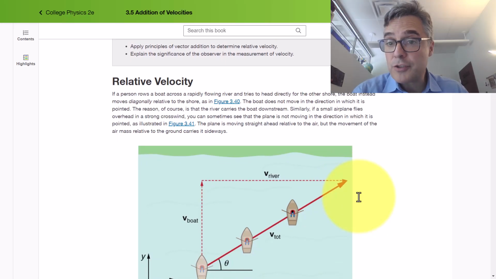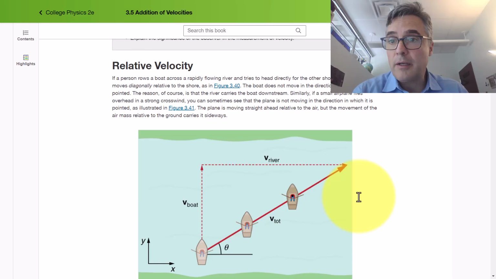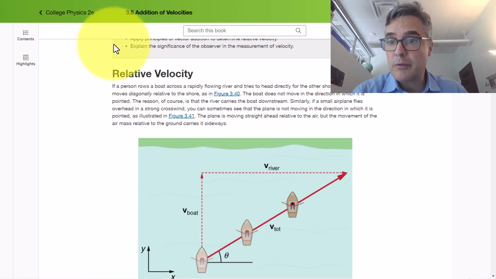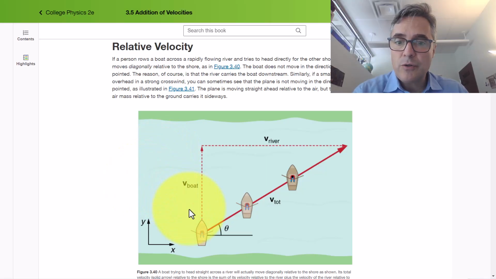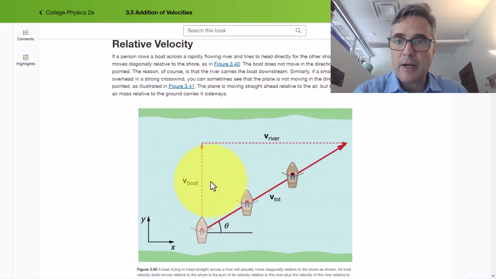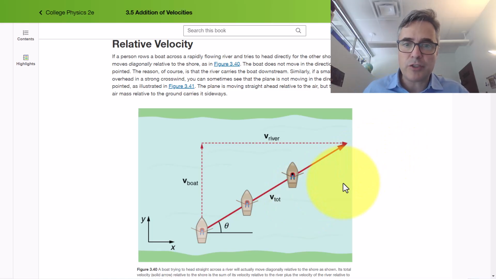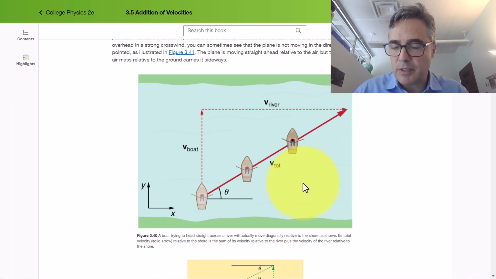To finish off chapter 3 on addition of velocities, we're doing relative velocities, section 3.5. So this is just talking about how sometimes there are various objects. And I think the way I'm actually going to introduce it is with my own slides.